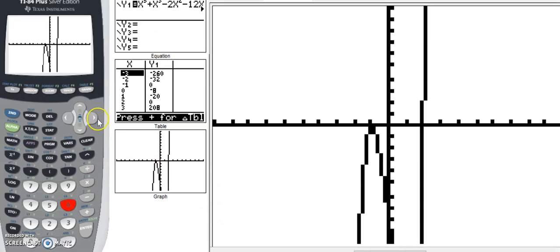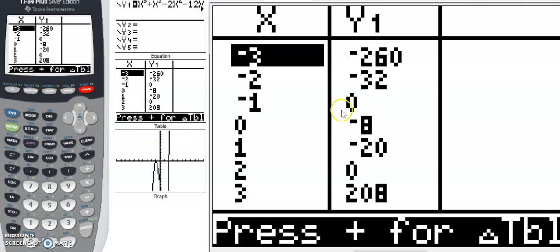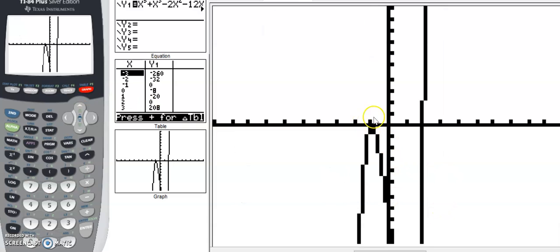So let's check those on our table. On my table, I can see at -1, I do have a 0, and at +2, I do have a 0. Those are what it looks like on my graph as well, right? This looks like it's at -1, this looks like it's at +2.